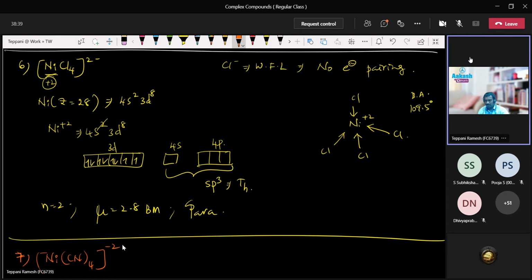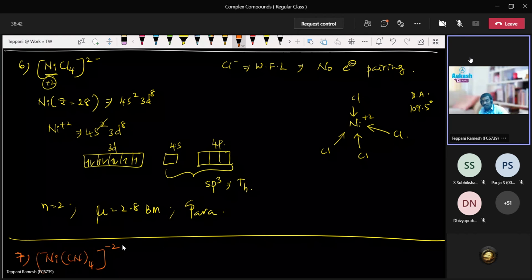Then solve this. Any doubt in this, ask me.